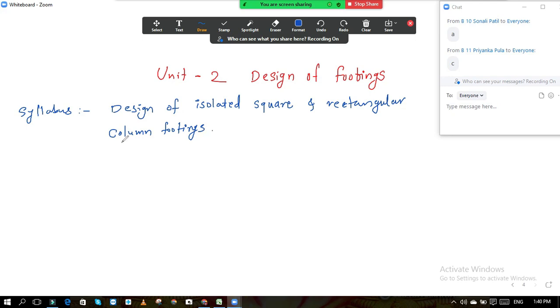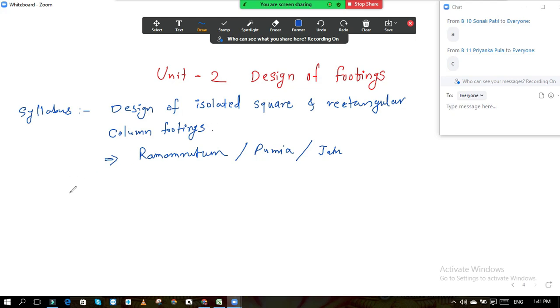For this unit, the recommended book is the Ramamrutham book, which is very good. You can also refer to the book by B.C. Punmia, and one more author, Jain. You can use these books, but the best book is Ramamrutham, so you can refer to that.